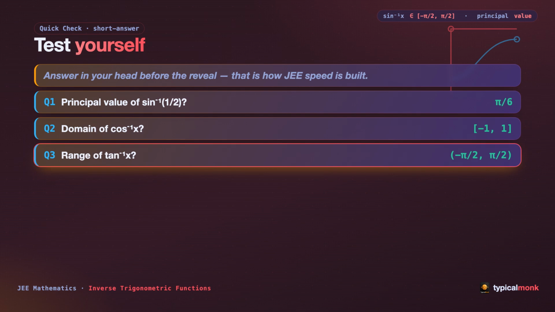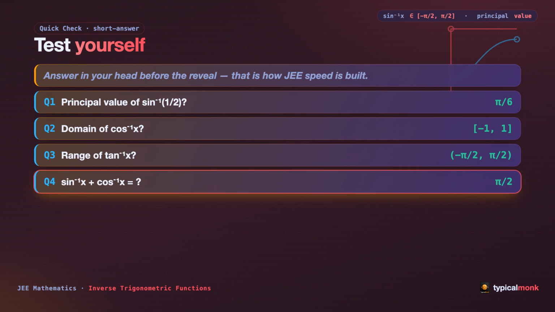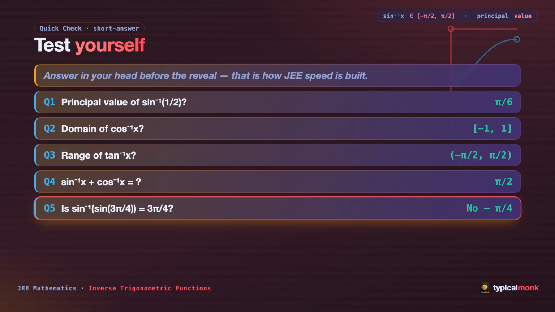Question 3. What is the range of tangent inverse x? The open interval -pi by 2 to pi by 2. Question 4. Sine inverse x plus cosine inverse x equals what? Pi by 2. And question 5. Does sine inverse of sine of 3 pi by 4 equal 3 pi by 4? No, it equals pi by 4, exactly as we found in our worked example. If you caught all 5, you have truly understood today's class.